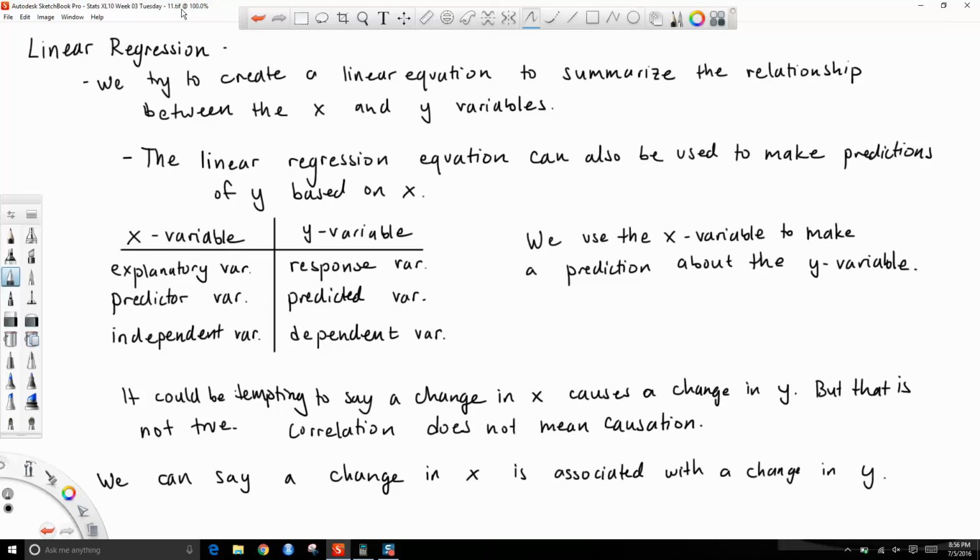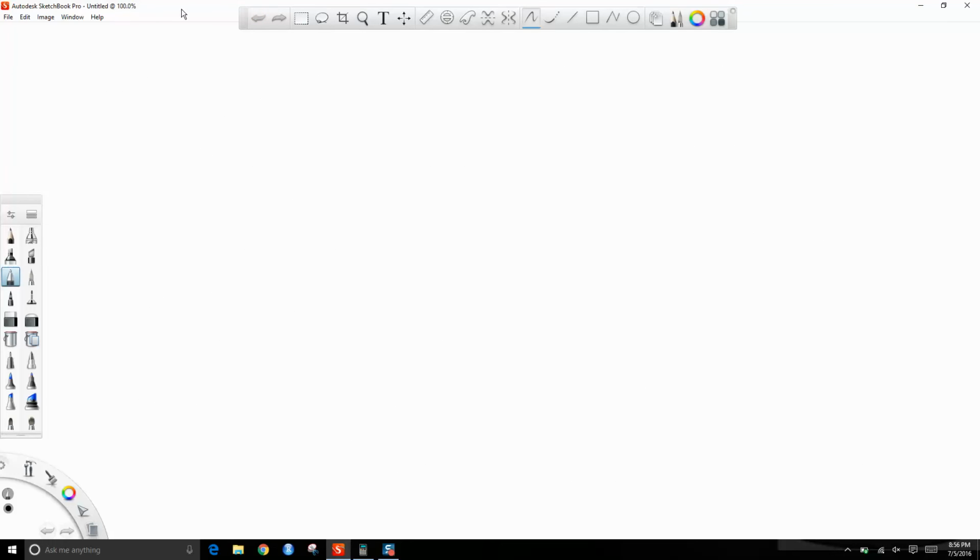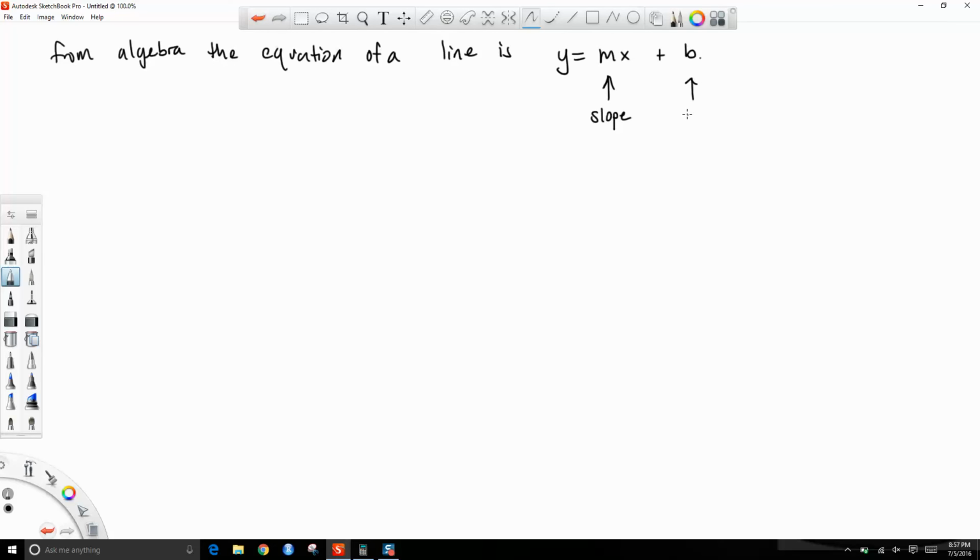Okay, and so when we create a linear equation, you can think back to algebra and how we would write the equation for a line. From algebra, the equation of the line is y equals mx plus b. Here m is the slope, and b is the y-intercept, right?